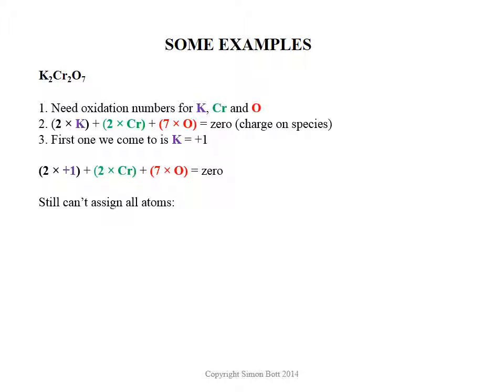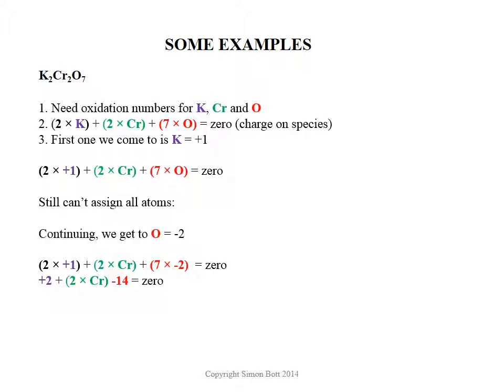So continuing on down, do we have fluorine? No. Do we have hydrogen? No. Do we have oxygen? Yes, so the oxygen's going to be -2. Pop that in, we got 2 times +1 for the potassiums, 2 times the chromiums, 7 times -2 for the oxygens, got to add up to be 0.